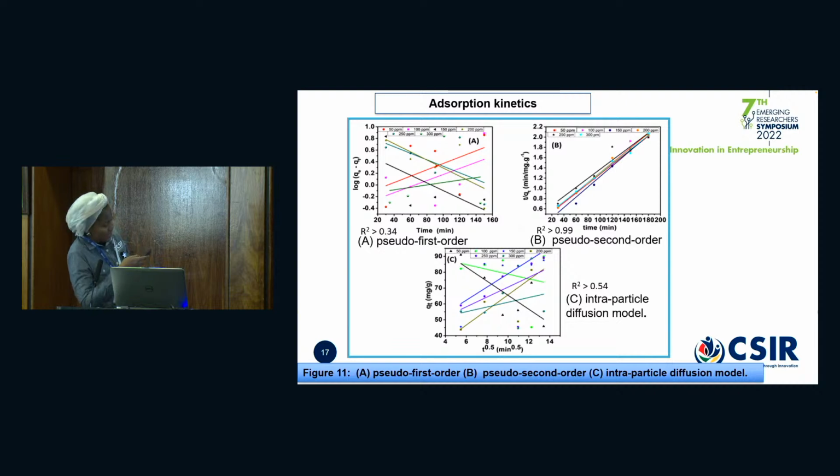So absorption kinetics was useful in determining the absorption rate to be considered for practical applications. So pseudo first order, pseudo second order, and the intraparticle diffusion model were studied. We are also using the correlation coefficient to describe the suitability of our model. So the absorption fits the pseudo second order model better compared to pseudo first order and the intraparticle diffusion model.